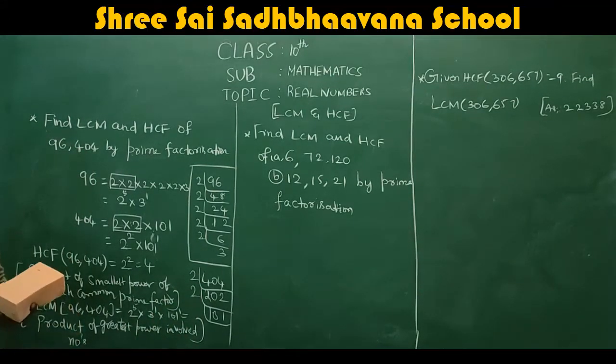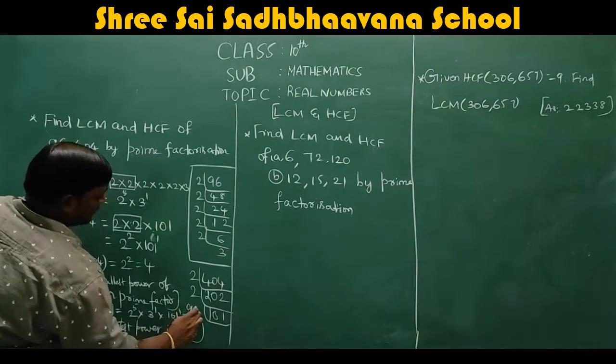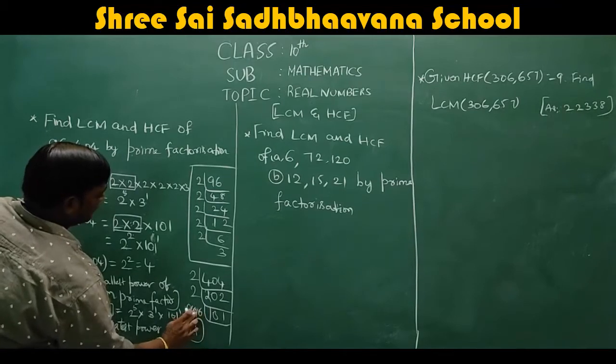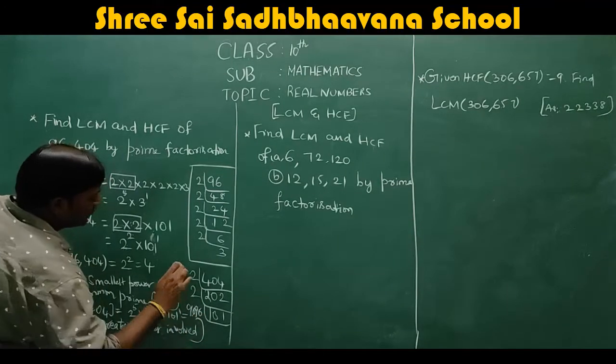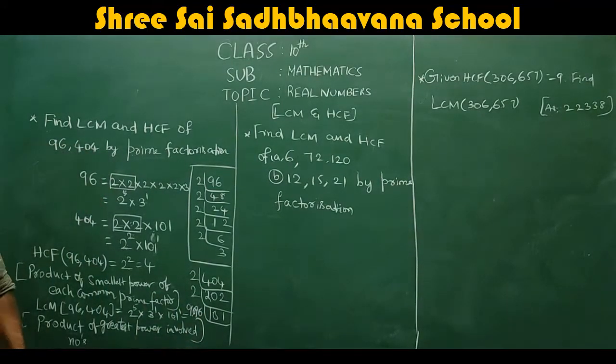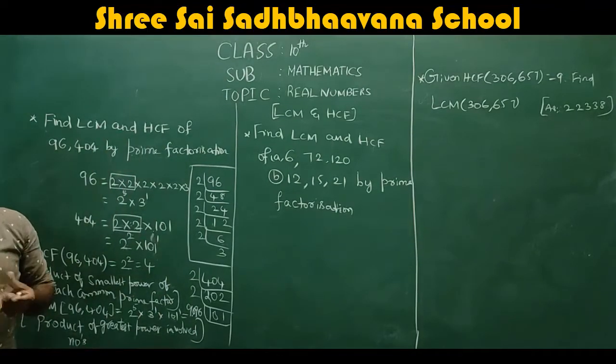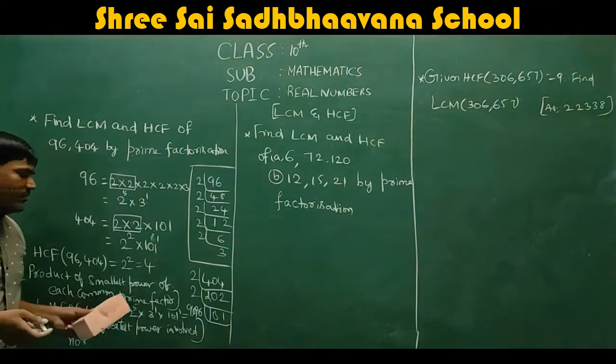And last time I had given you to do on your own. It will come around 9696. Answer will be 9696. So that will be your answer. Got it? Fine. I think that is correct. You can just check, multiply and check.